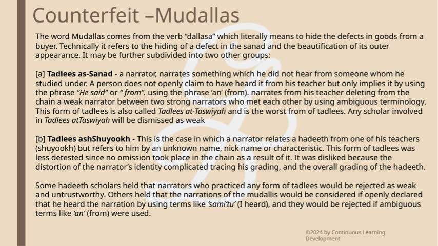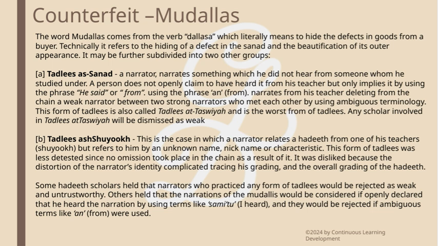This occurs when a narrator narrates something he did not hear directly from his teacher, but implies it by using phrases like "he said," or "from," often omitting weak narrators in the chain through ambiguous terminology. This form, also called tadlis at-taswiya, is considered the worst kind of tadlis, and scholars involved in it are generally viewed as weak. The second type is tadlis ash-shuyukh.